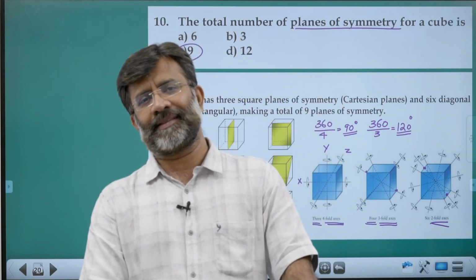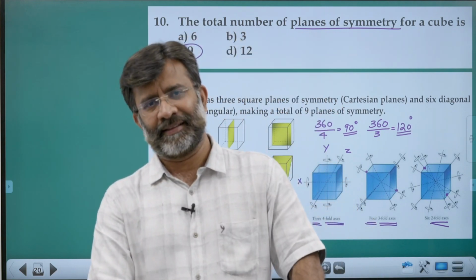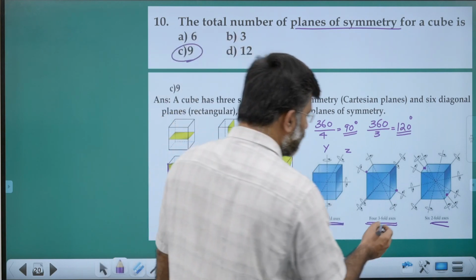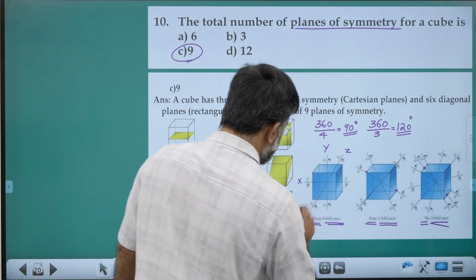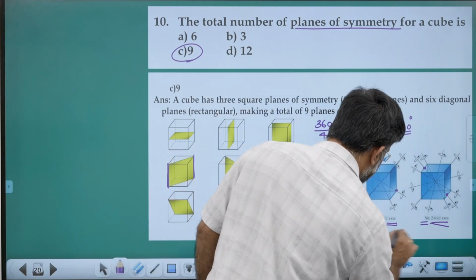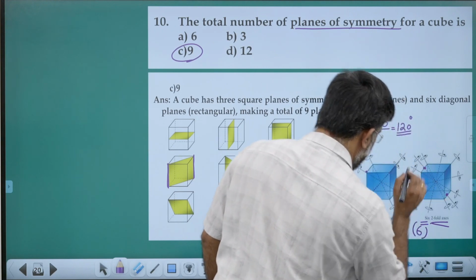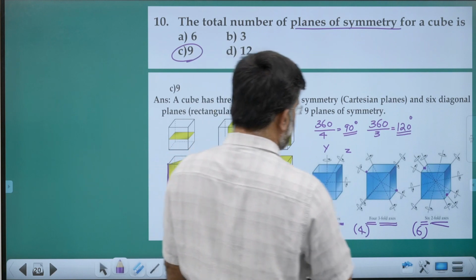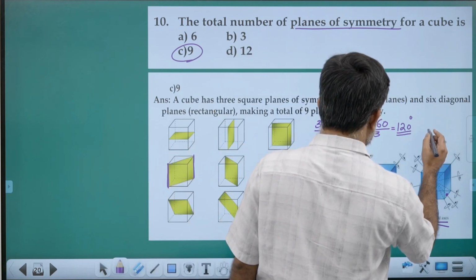How many edges are there? 12 edges are there. How many axes of symmetry will be there? There will be 6 axes of symmetry. So this is 3, and this is 4, and this is 6. A total of 6 plus 4, 10 plus 3, 13. There are 13 axes of symmetry.